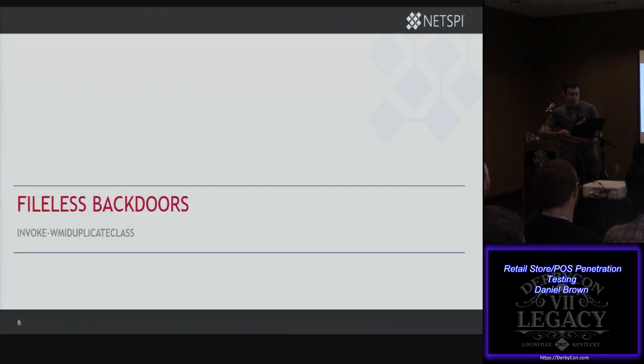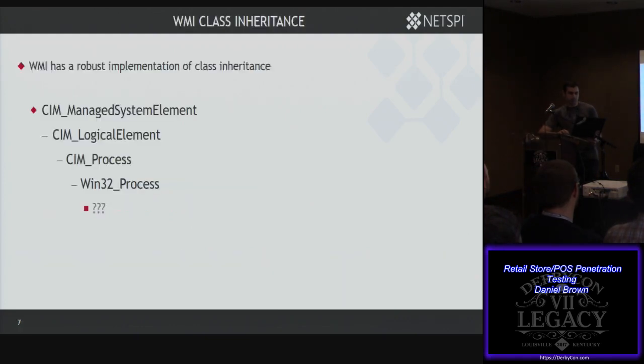So moving on to fileless backdoors. In this we're going to use a PowerShell method called Invoke-WmiMethod duplicate class. WMI has a good implementation of class inheritance. So with the Win32_process class, that inherits from the CIM_Process class, which inherits from the CIM_LogicalElement class, which inherits from the CIM_ManagedSystemElement, and so on and so forth. So there's really no reason we can't make a child class of Win32_process that'll inherit all the properties and methods of Win32_process.